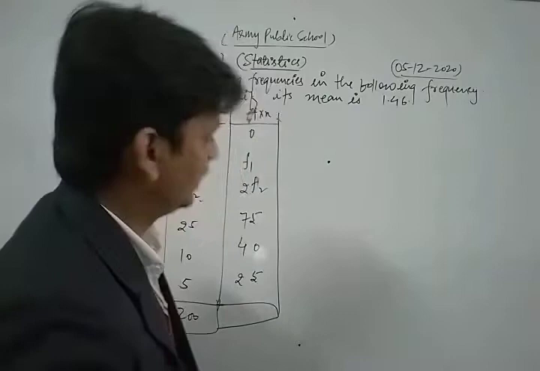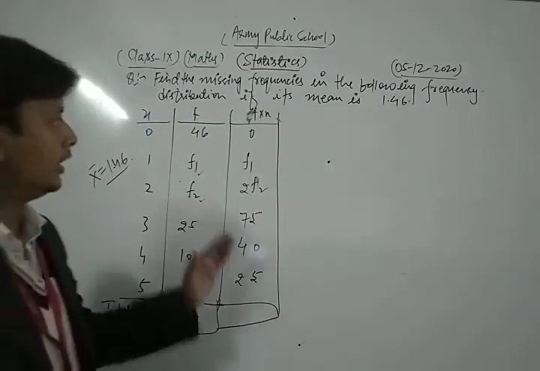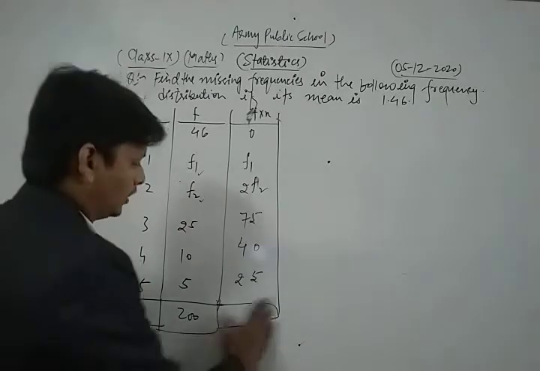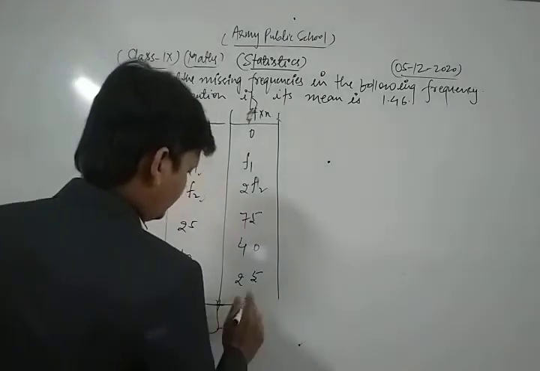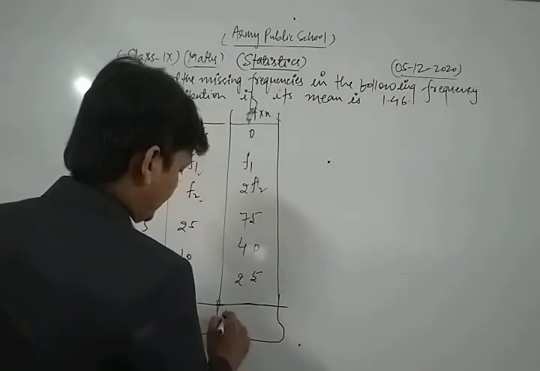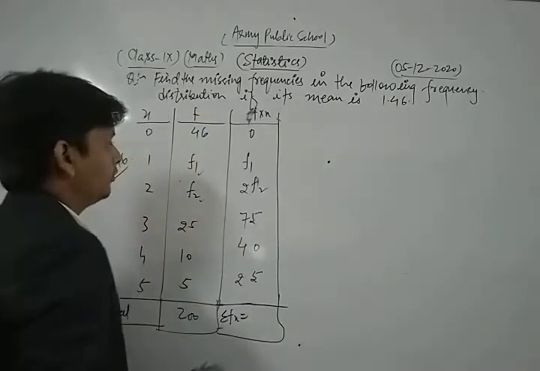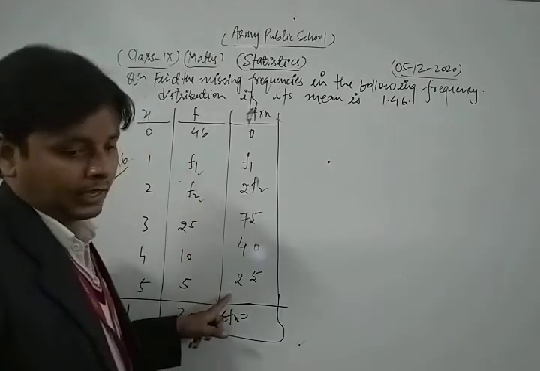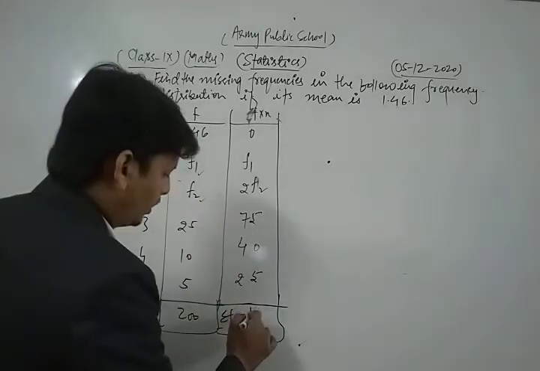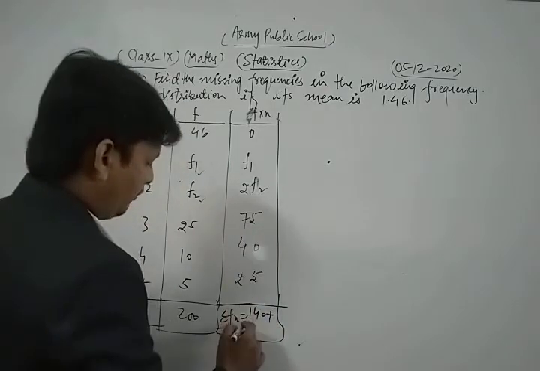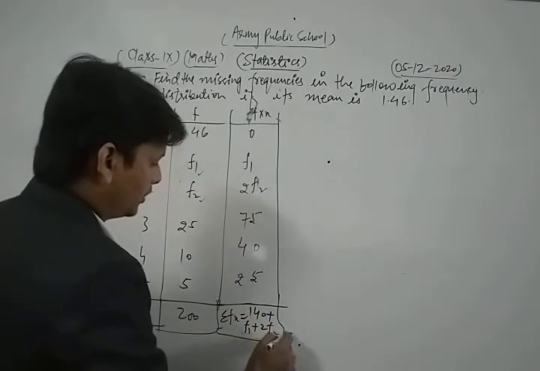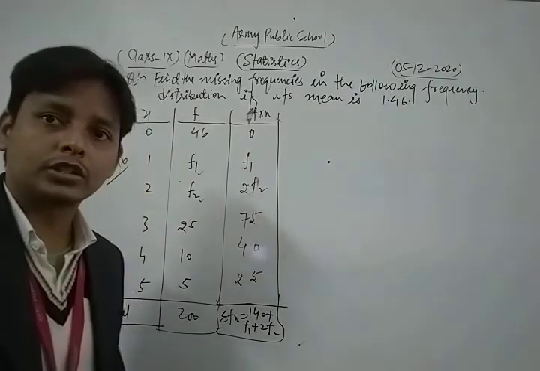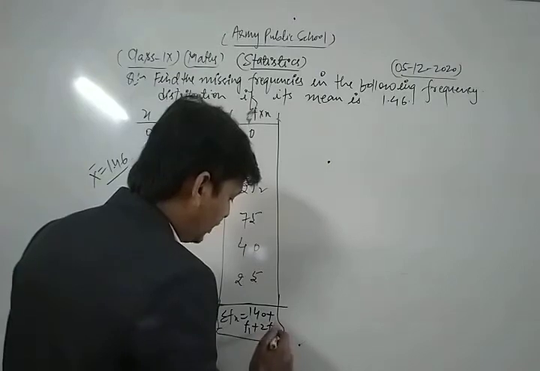Now first of all we find sigma fx. Adding them, 75 plus 25 is 100, and 40 makes 140. So we get 140 plus f1 plus 2f2. Because these terms are variables, we never add a constant and a variable, so we write f1 and 2f2.